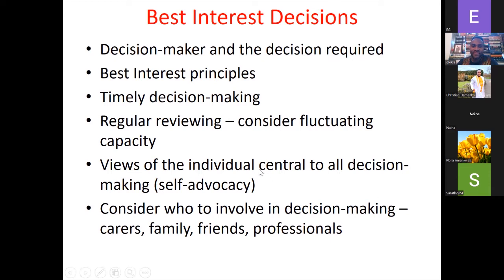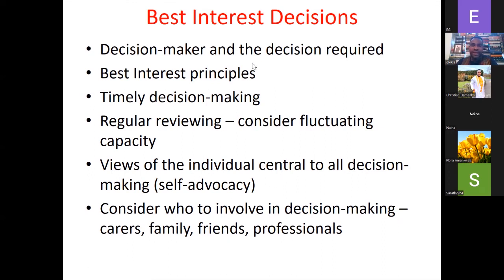The views of the individual are central to all the decisions that are made. And so it's always very important to ensure that you are taking into consideration the views of the individual in making the decision. And that's why you have to consult things like advanced decisions and every other thing that can help you get relevant information on what the person may want, what the person may prefer, what the person may wish to be done for them. It is very important.